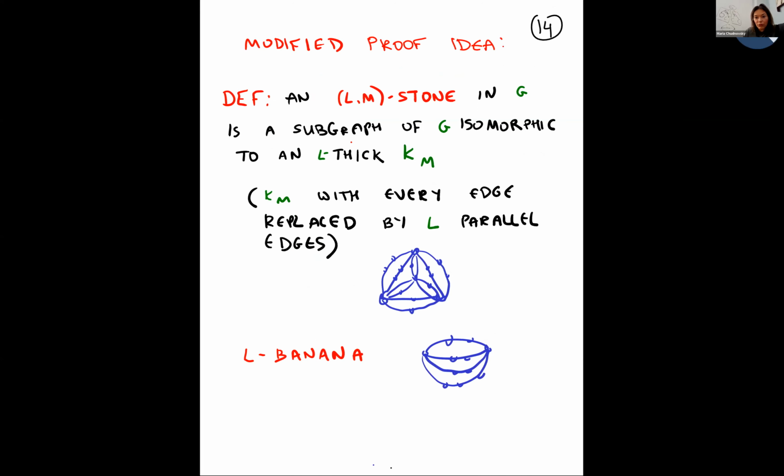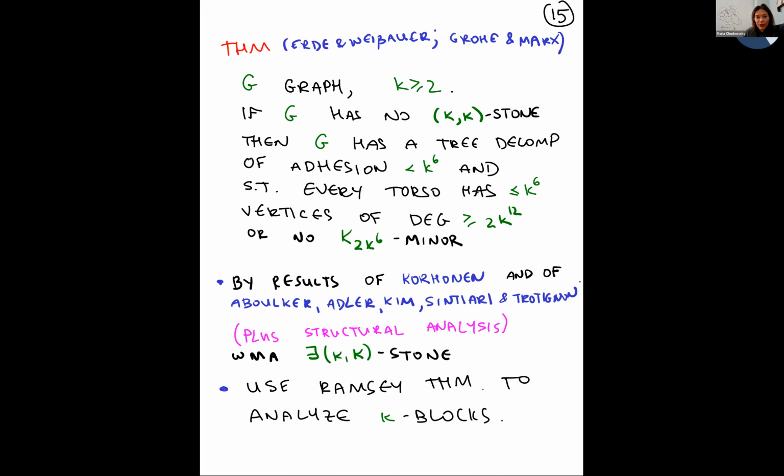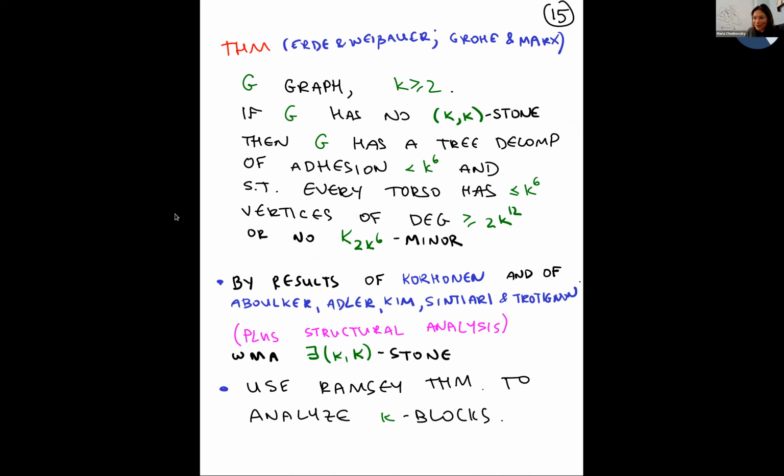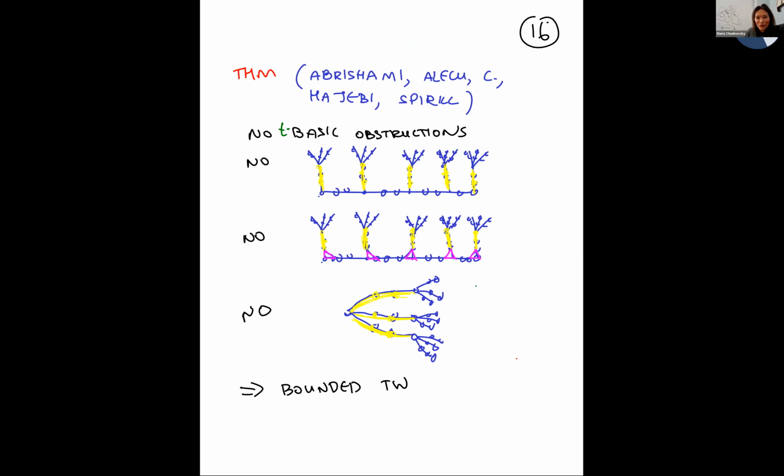Okay, so now what are we going to do? We figured we can do more Ramsey than they can. So we did, and we're able to prove this beautiful theorem, which I'm not going to explain to you. But what it says is, if you have no T-basic obstructions and no member of the following 3 infinite families, which I'm not going to describe, then the tree width is bounded.